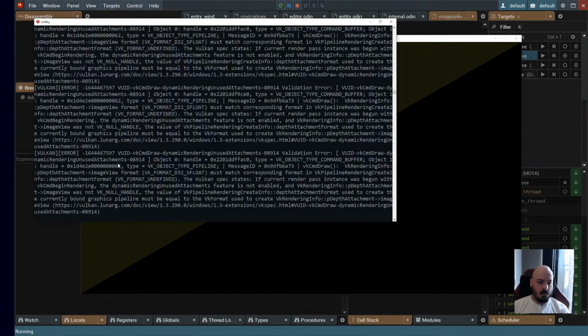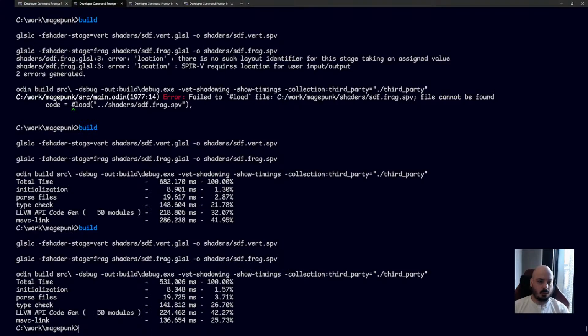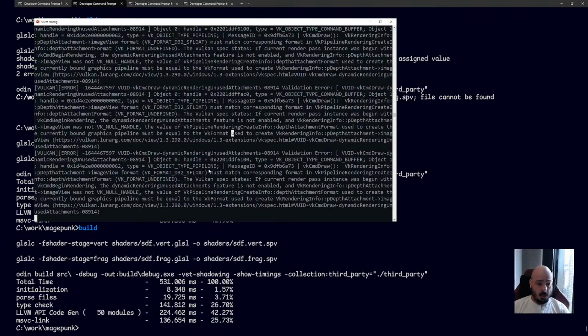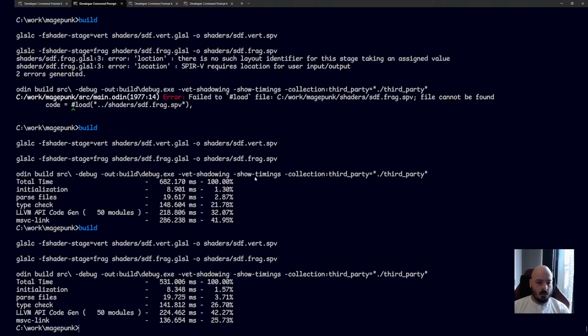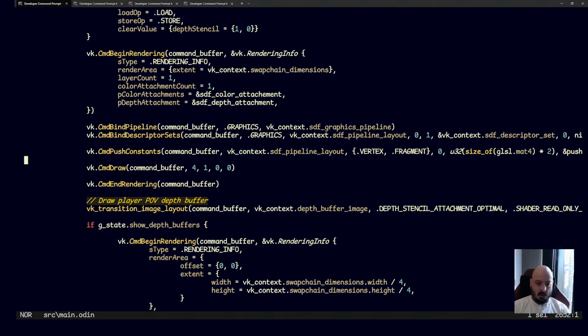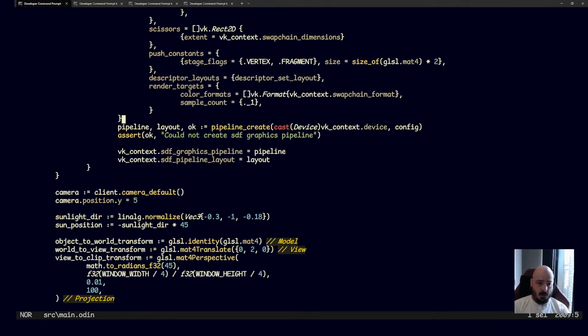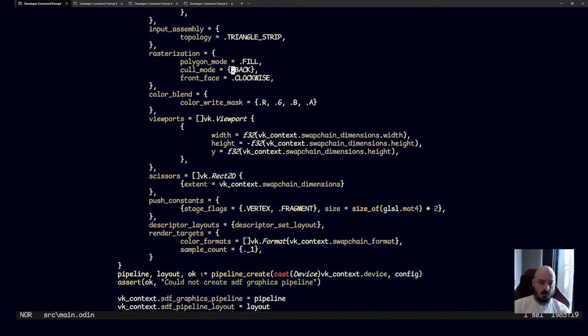Okay. Bit of a problem. Something about the depth attachment. So, let's see. Dynamic rendering unused attachments. Oh. I'm getting used to the Vulkan errors. I've only been using Vulkan for like, what, a week? I think. It's starting to make sense. There's no dynamic depth here.